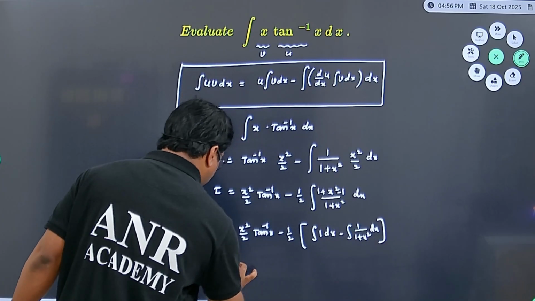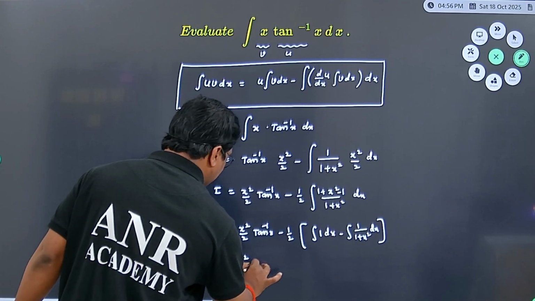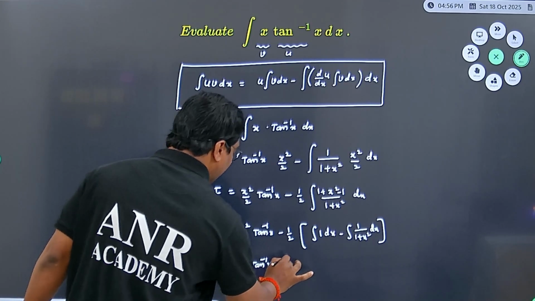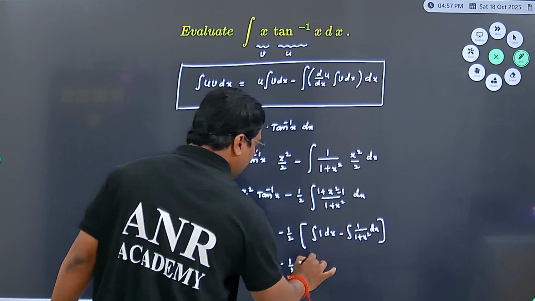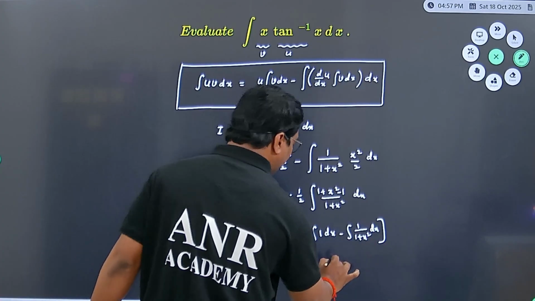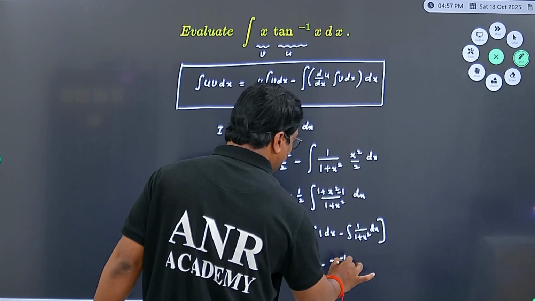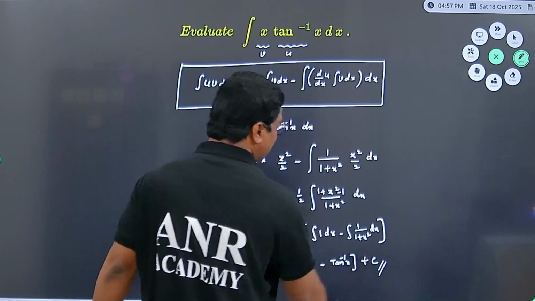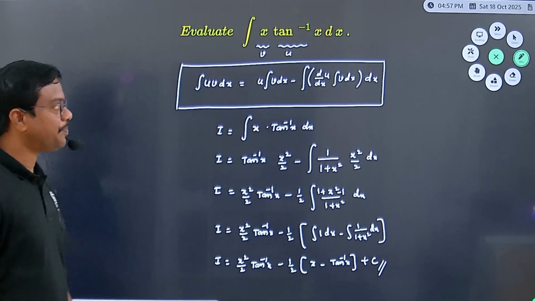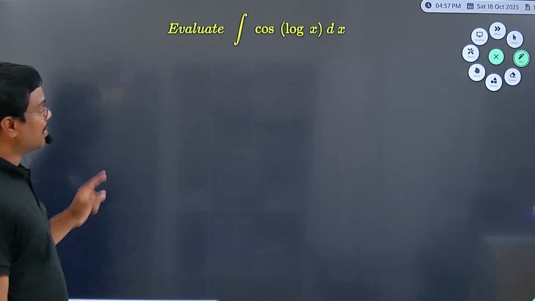Now it can be written as I equals x square by 2 tan inverse of x minus half into integral 1 dx, which is x, minus the integration of 1 by 1 plus x square, which is tan inverse of x, plus c. This is your answer.